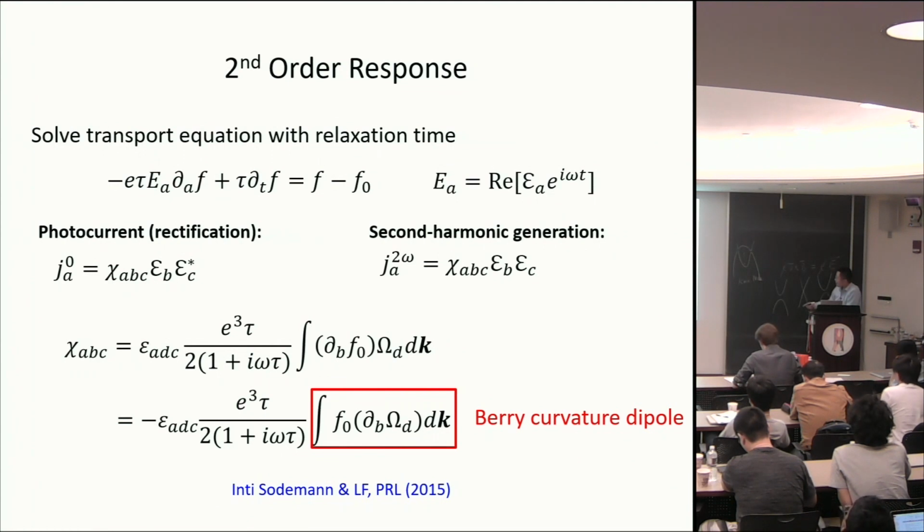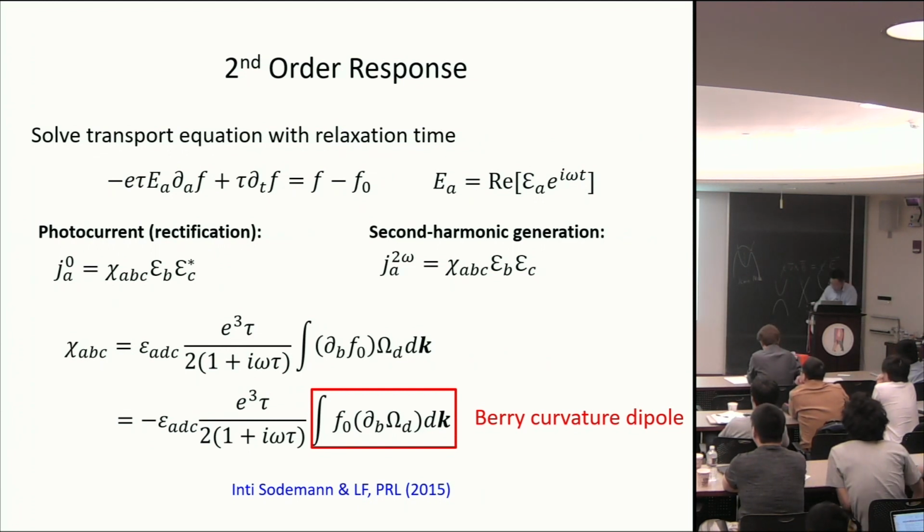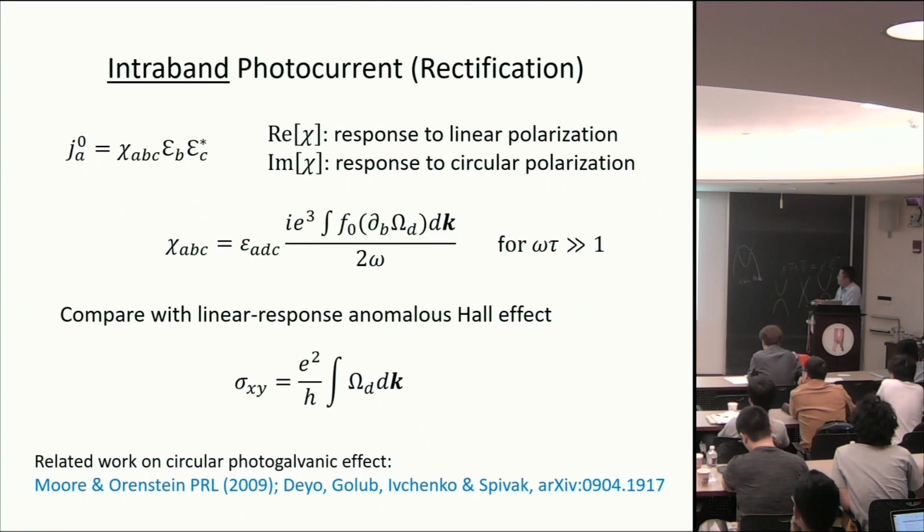So this expression tells us that the response involves the barrier curvature dipole, and the prefactor is essentially the same as the Joule form. This form has 1 plus i omega tau in the denominator. So if we go to the limit omega tau much bigger than 1, then the photocurrent becomes a universal formula. It's independent of tau. It only depends on the barrier curvature dipole.